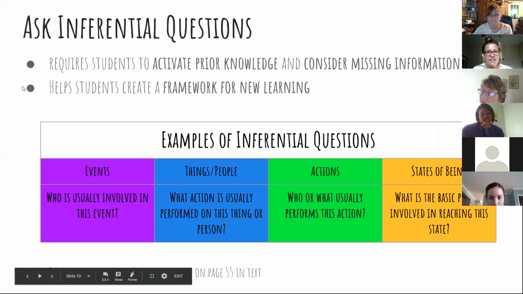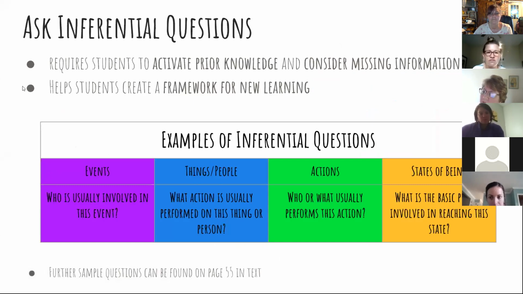And then the third was asking inferential questions. So the purpose of the inferential question, which can be used throughout the lesson, is to, one, activate their prior knowledge, two, help them create a framework for new learning. When you're inferring, you're taking your prior knowledge and combining it with the evidence you see in whatever media you're viewing. So you're having to consider that missing information, and it requires students to engage in a deeper way rather than just asking a really basic question.